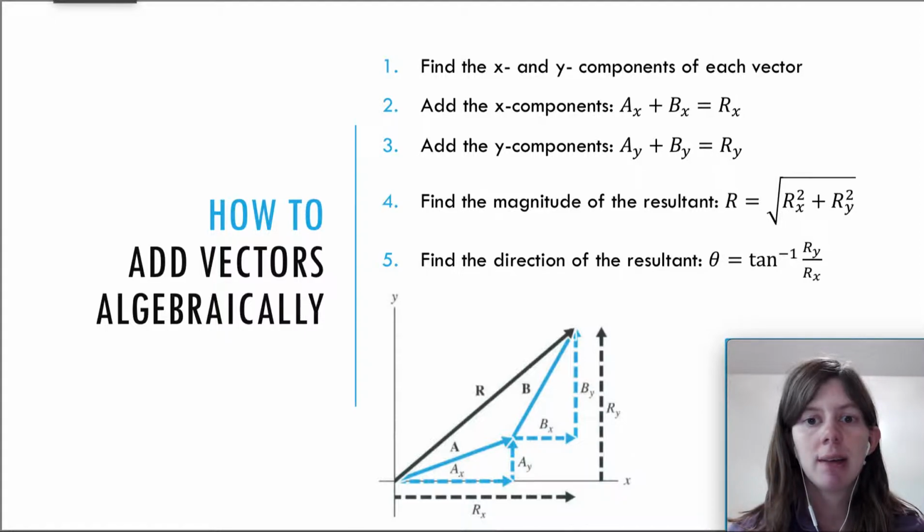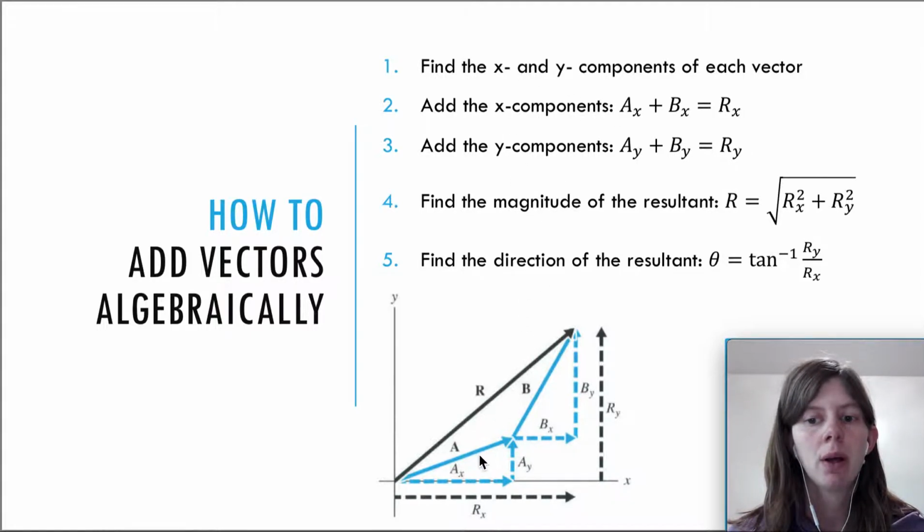So here is how to add vectors algebraically. You can see in this picture that the tip-to-tail method is being used to add vectors a and b. We have vector a over here, at the tip of vector a we have vector b, and then the resultant is shown from the tail of a to the tip of b. This is what we talked about in the other video on adding vectors geometrically. I still have this picture here because it really helps to explain these steps.